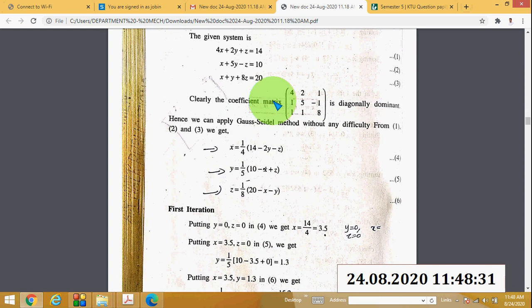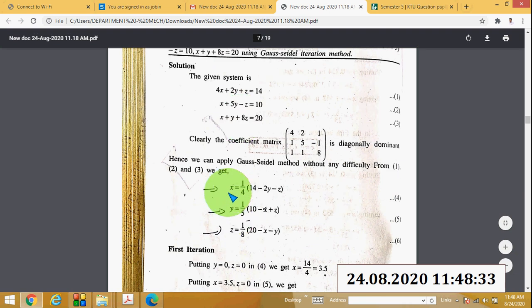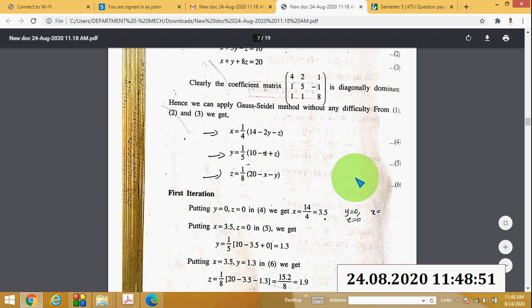Okay. So from the first equation, first you write the value of x. So x equals 1 by 4 into 14 minus 2y minus z. The y value is 1 by 5 into 10 minus x plus z, and the z value is 1 by 8 into 20 minus x minus y. So these are equations 4, 5 and 6.